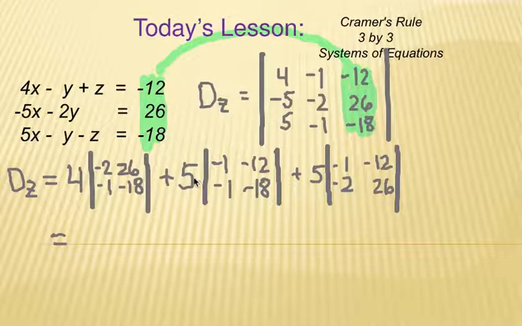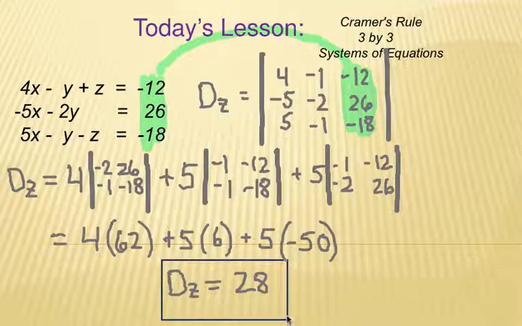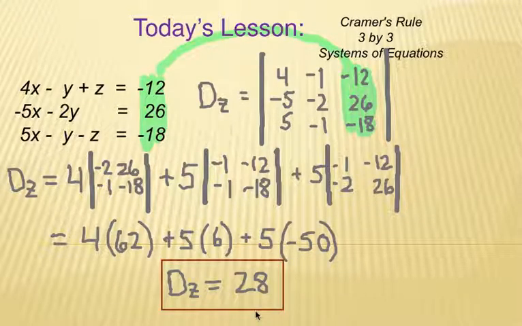The 5, of course, changes its sign now. It's the middle group, and that's that determinant. And then it's this final 5 multiplied by this determinant. So make sure you're using the correct numbers there. So finally, we have our determinant of the z group, and that is positive 28.